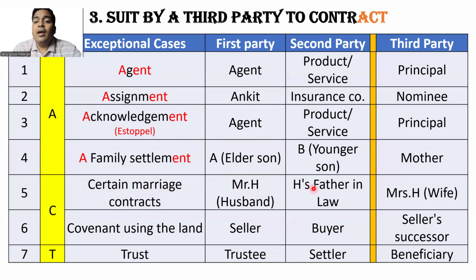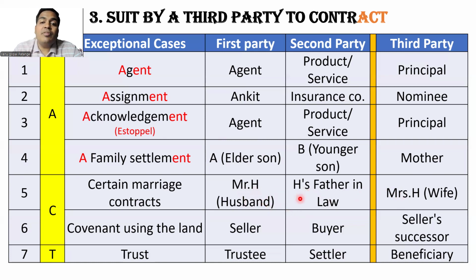Let us say Mrs. H is a beneficiary. Mr. H promised his father-in-law that he would pay a monthly allowance to her, that he would not harass her, and that he would take care of her. But at some point, he has not paid the allowances. So can Mrs. H go to a court of law? Yes, she can, because they already made a contract.